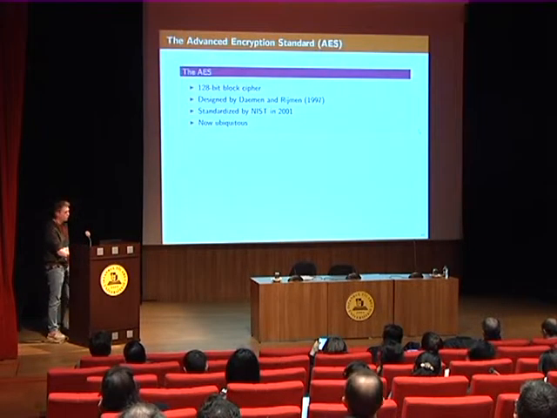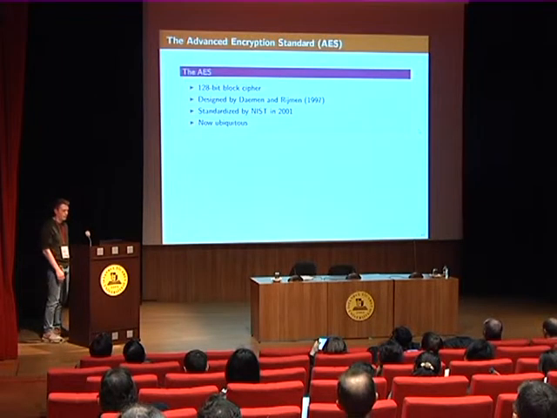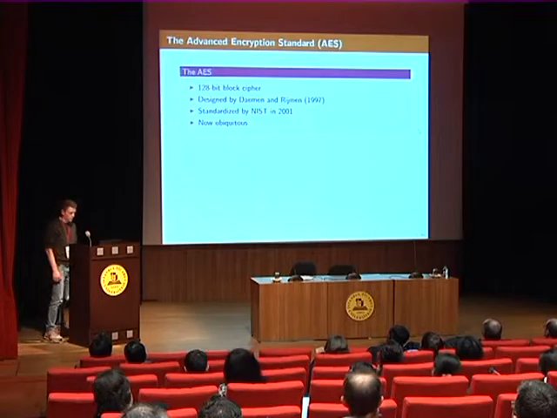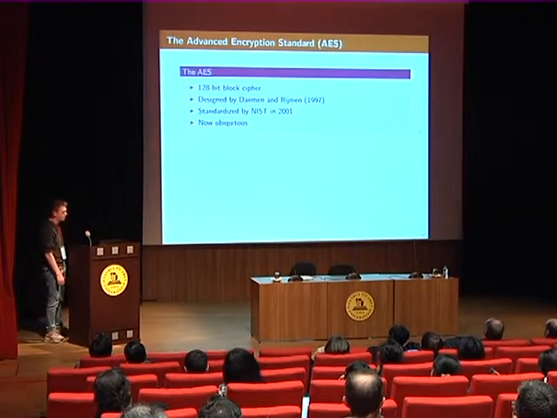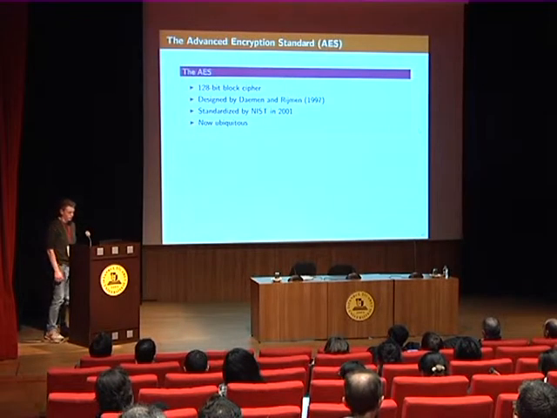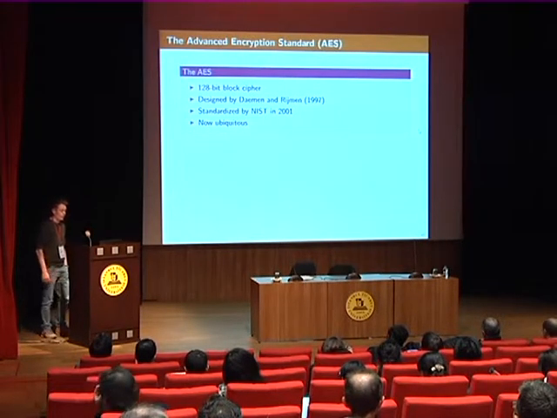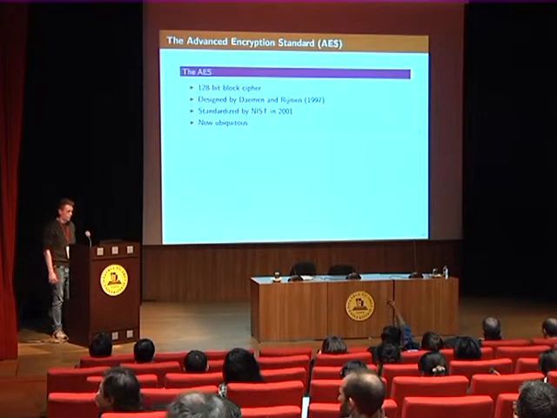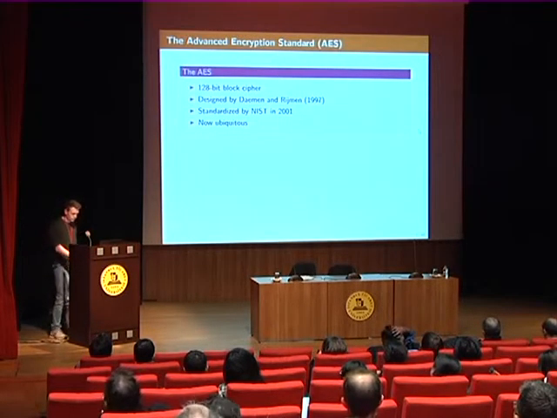So of course we all know this wonderful block cipher called the AES. It was designed by two brilliant Belgians, Daemen and Rijmen, in '97 for the AES competition. And we also, of course, all know that this was standardized by NIST in 2001. And now we all carry one, if not several, implementations of this cipher in our back pockets.